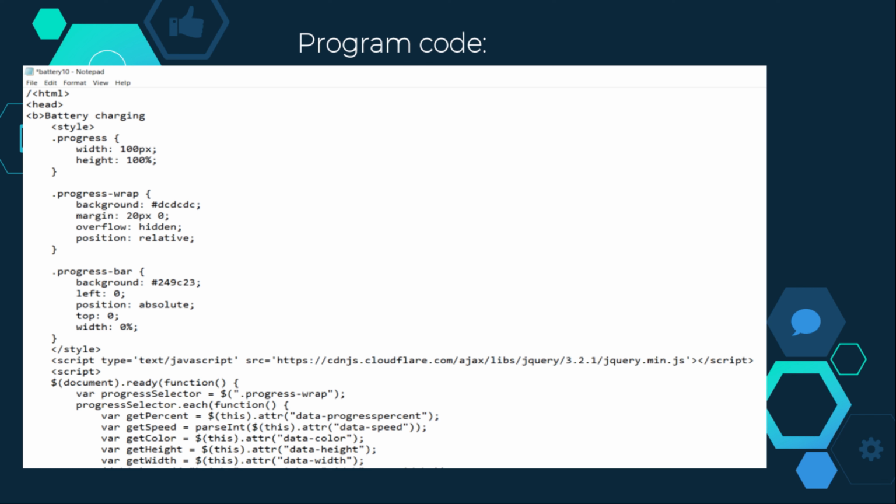We have created the object of the progress bar and the variables, as you can see, like get percent and get speed, by which the progress bar will work. On the basis of these values, we have set the height, width and many other things.